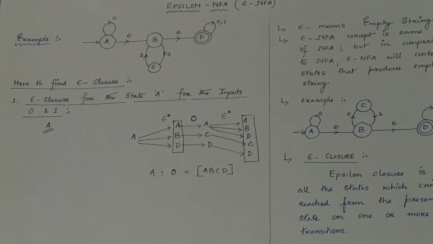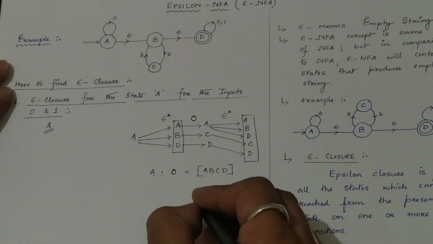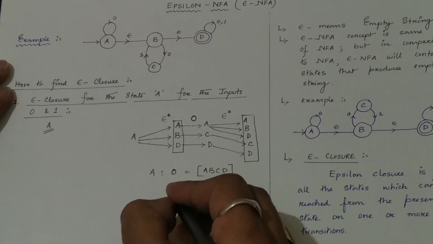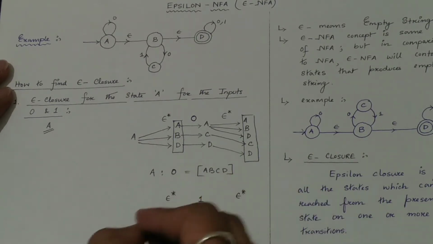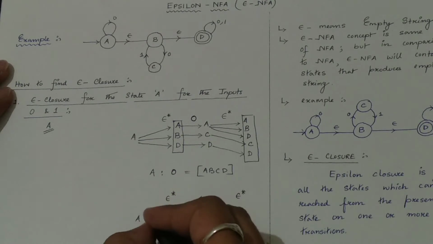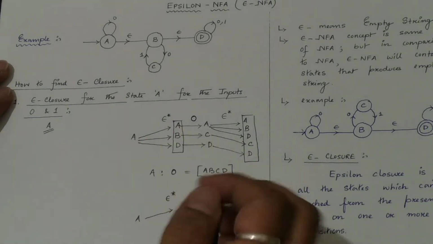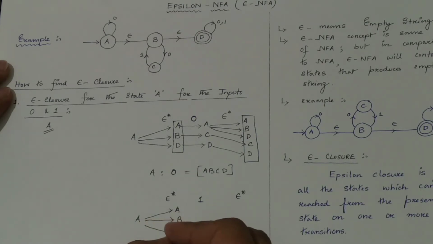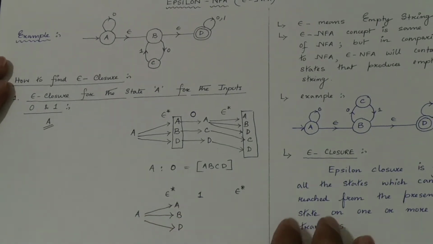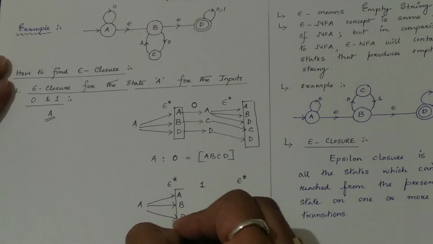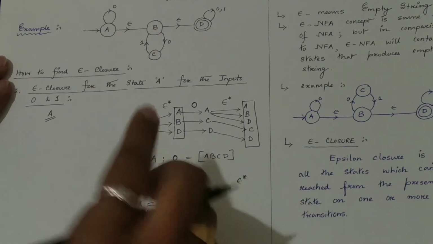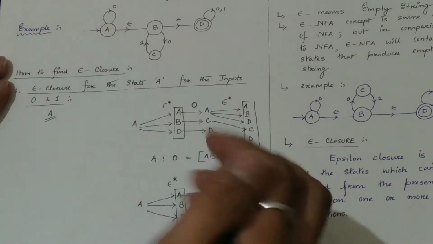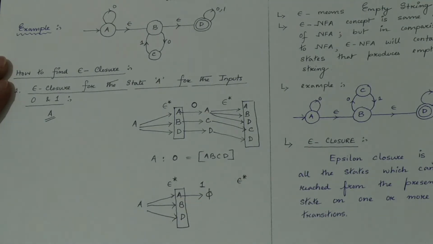Okay. Now I will find out for 1. The same way I have to find out for 1. Let me show you for 1 then. A on seeing epsilon is very easy. Already I have found out A, B, and D. Clear? Okay, so this is done. Now A on seeing 1. Is there any transition? No. This will be empty, phi.